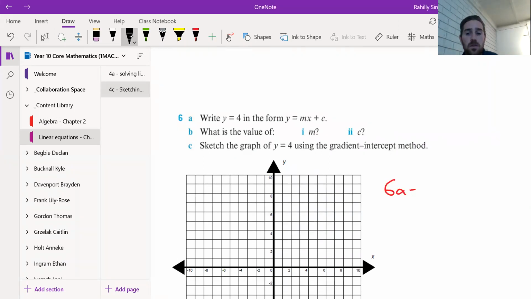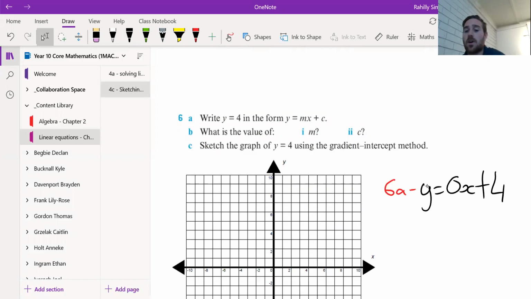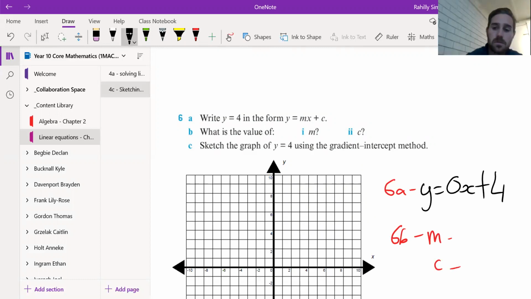Now, if we've just got y equals 4, we don't have any x at all. Okay, what number represents nothing? 0. So we're going to have y equals 0x plus 4. That's all it is. If we've got no x, 0x. 6b, m and c. What is our m value? 0. 0x. What is our c value? 4.